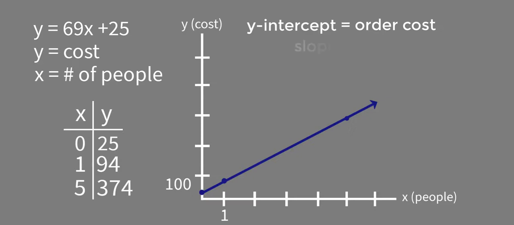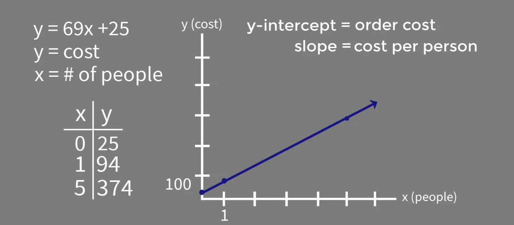And then the slope represents y over x, which is the cost per person. And that's why I changed the admission to order cost for any group, because the cost per person is technically the actual admission cost for a person.